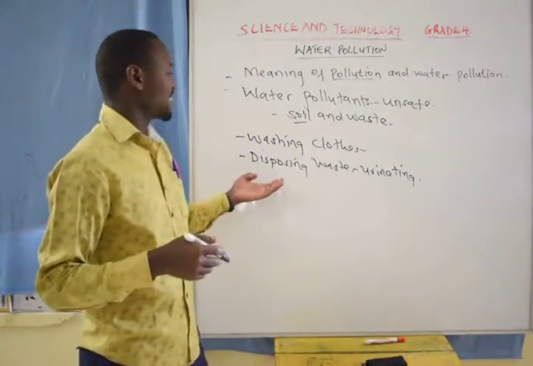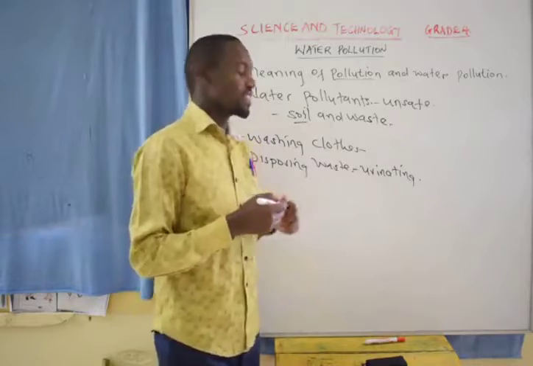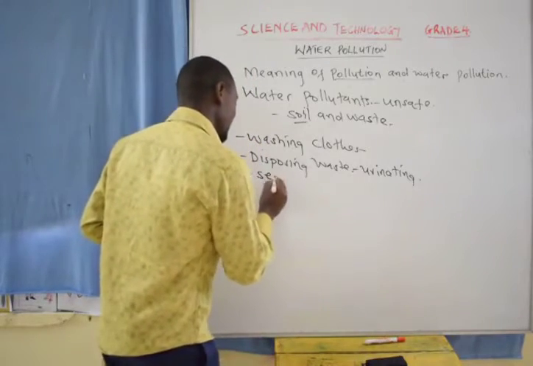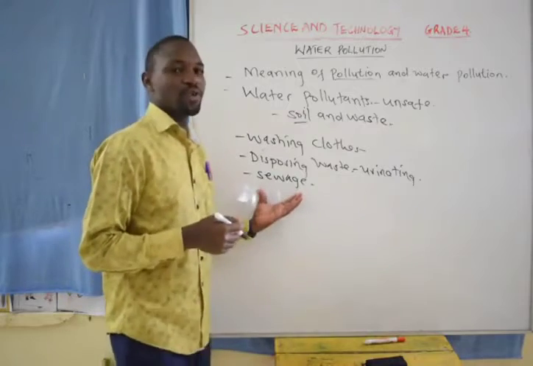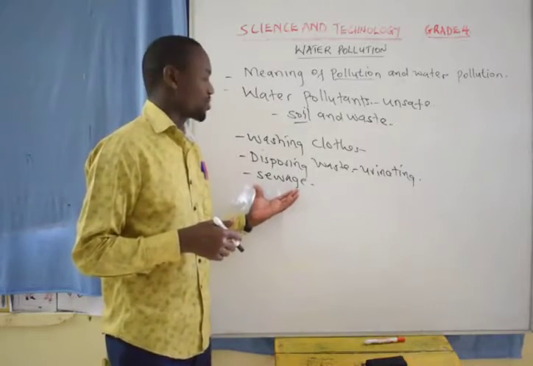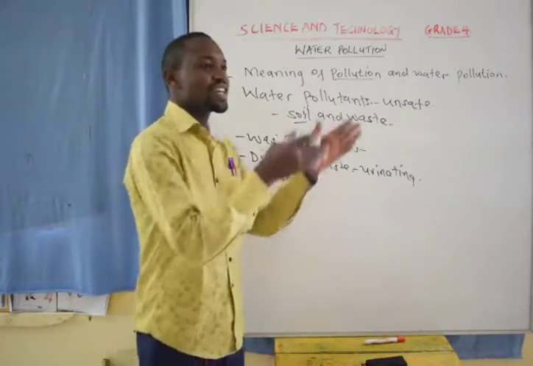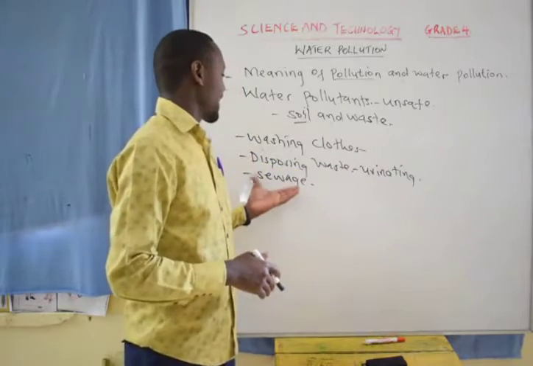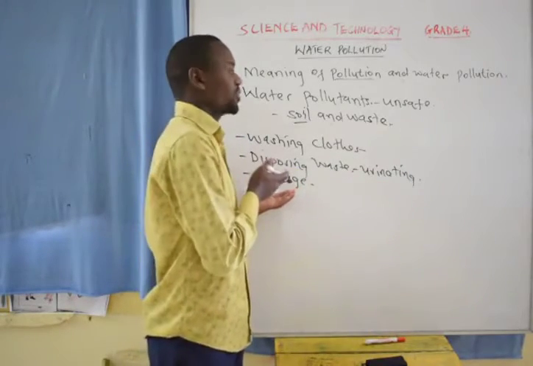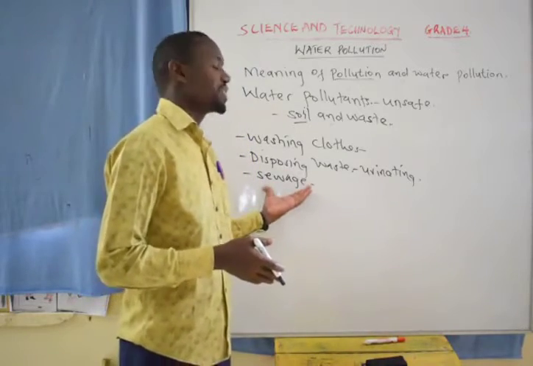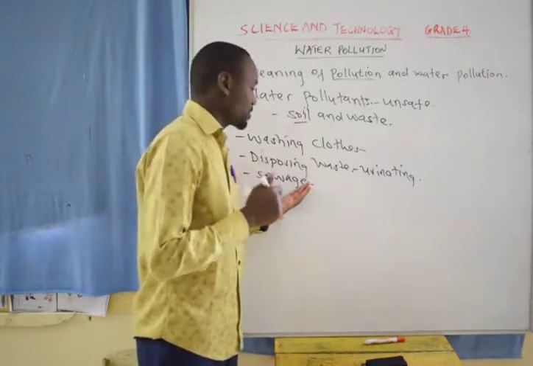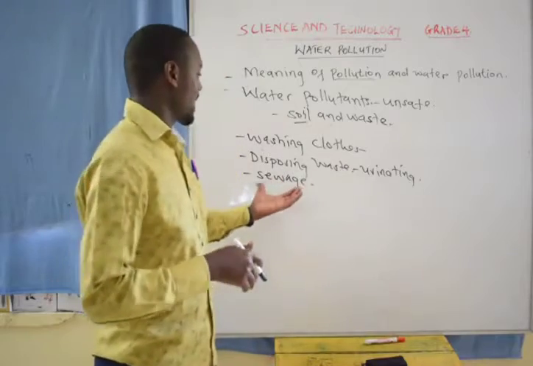Sometimes, for example, the sewage. Sewage consists of a lot of waste. For example, after cooking, you throw the waste into the sewer pipes. Even the water you use after bathing flows into the sewage pipes. That is another way of polluting water or making water unsafe.